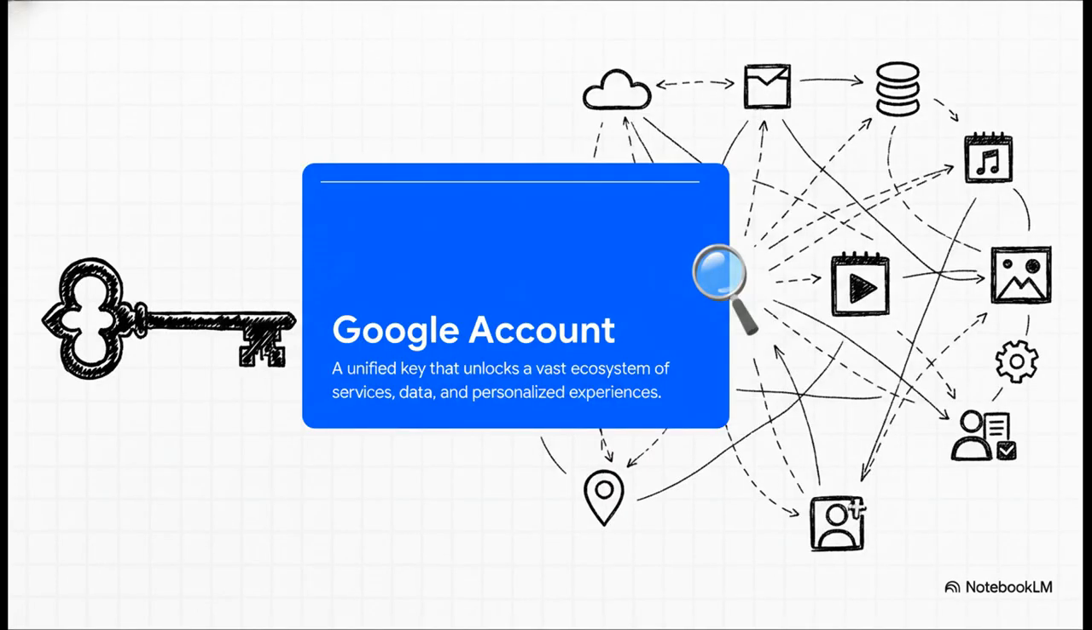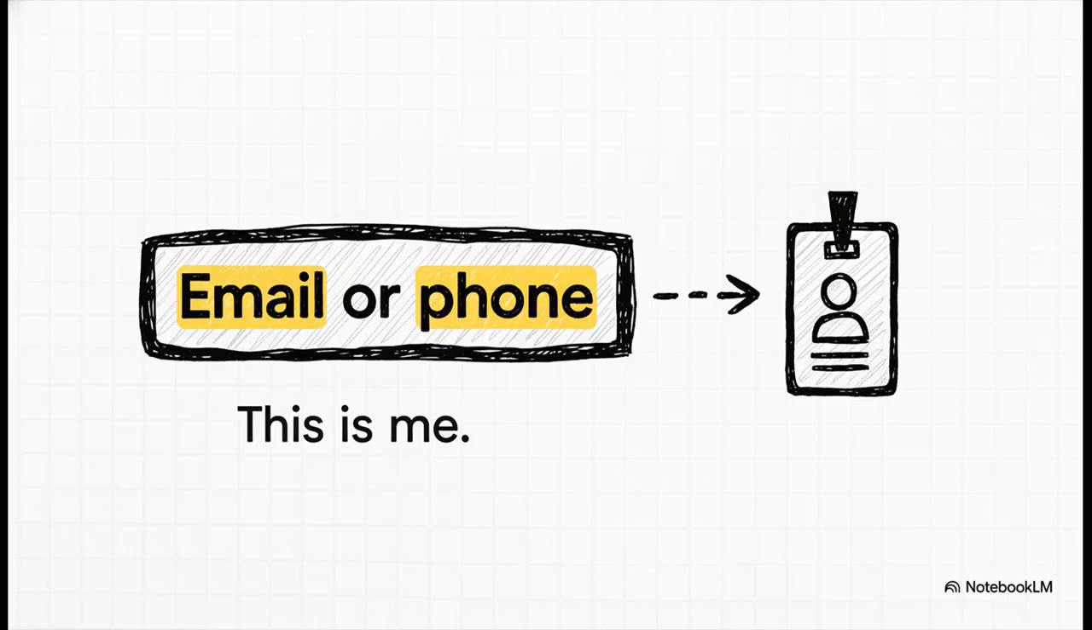Well, it's so much more than just a username and password for your email. As this page tells us, it's a unified key. And this key doesn't just open one door, it unlocks this massive interconnected ecosystem of services, all your personal data and experiences that are tailored just for you. It's the absolute peak of convenience, but it also means this one account holds the entire map to your digital world. And this is where you present that key, email or phone.